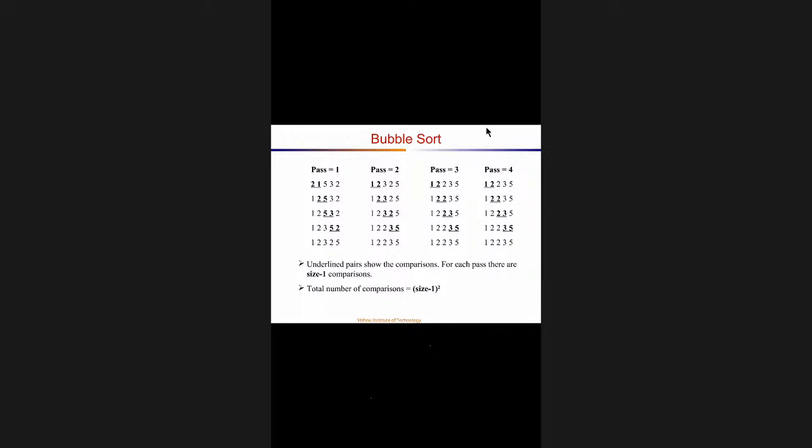The drawback of bubble sort is that in this particular problem, after two iterations the elements are already in sorted order, but you cannot stop the process, so you repeat it again. Another important point to note down: for each pass there are size minus 1 comparisons. If there are n elements, the total number of comparisons is n-1 comparisons.